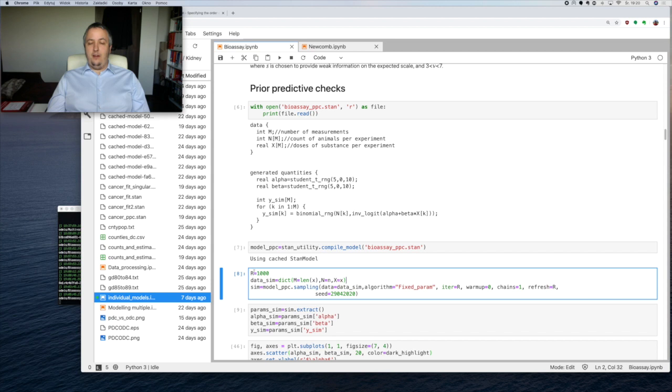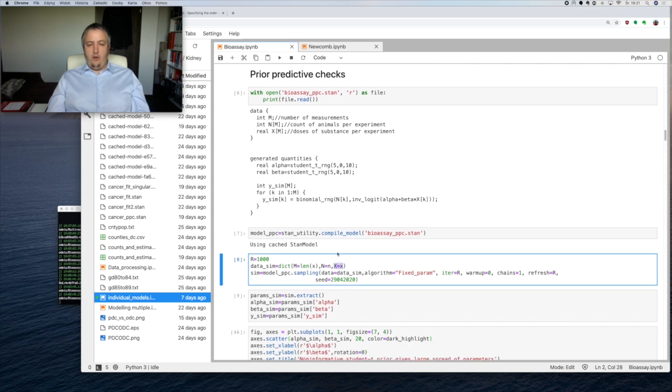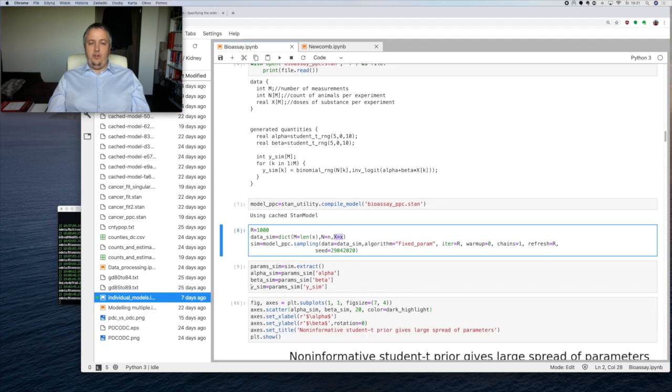And our simulational data consists of the same number of experiments with the same number of rats per each of experiments, and with the doses provided by our dataset. So we sample from our model, and we get our parameters. We get our parameters alpha, beta, and yc.